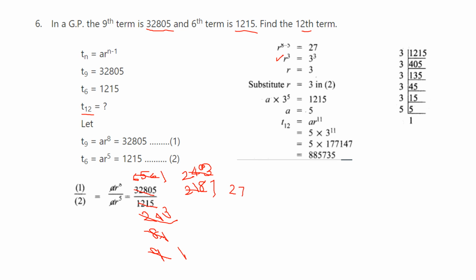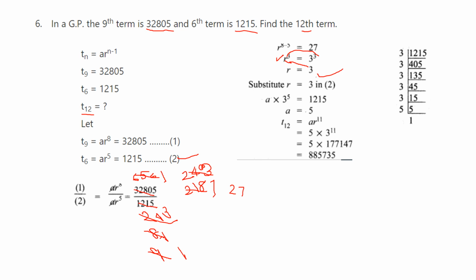Therefore r cube equals 27, that is nothing but 3 to the power 3. The bases are equal, so the powers are equal. So r equals 3. Now substitute this r in the second equation: a r to the power 5 equals 1215. We don't know a; for r substitute the value 3.